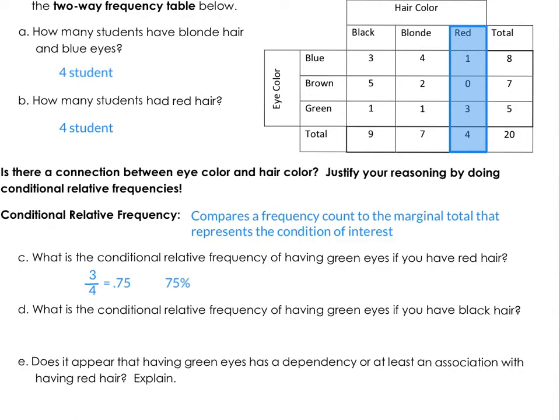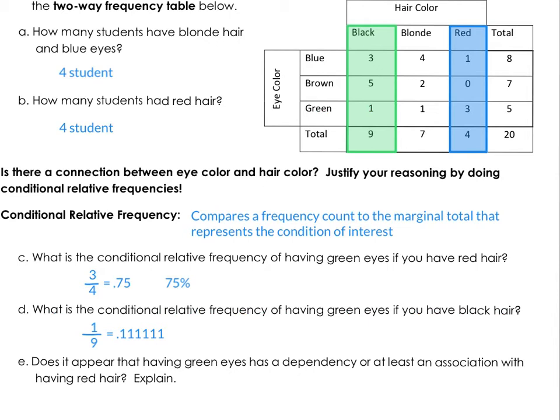Okay, so the next one. What is the conditional relative frequency of having green eyes if you have black hair? So which one is given? It's given that we have black hair. So we're only looking at the people that have black hair. So I highlighted that. We're only looking at the given condition, having black hair. What is the conditional relative frequency of then having green eyes? Well, we need to look at the green eyes. That would be 1 out of the 9. So the conditional relative frequency, we could leave as 1/9.